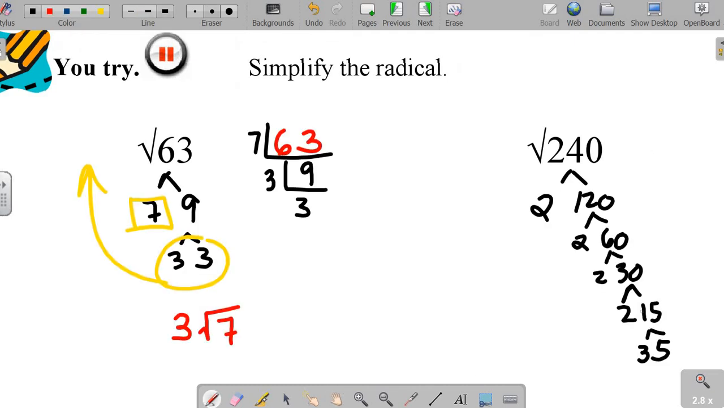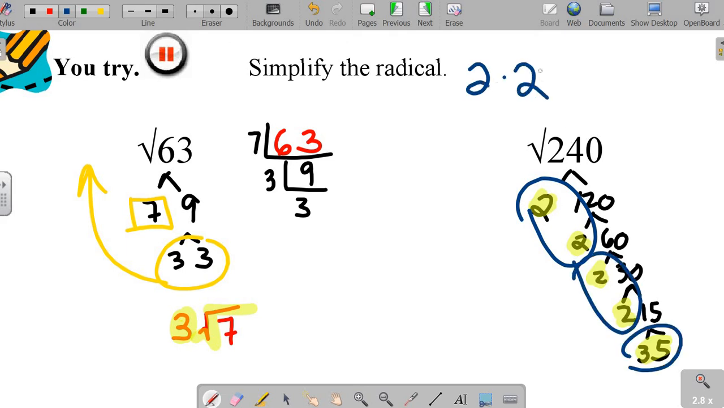Okay, welcome back. This first one, you should end up with 3 on the outside, root 7, 3 root 7. Here, I factored the 240, 2 times 120, 2 times 60, 2 times 30, 2 times 15, and then 3 times 5. You're looking for your dates, and there's 1 2 on the outside, and another 2 on the outside. Inside, we have a 3 and a 5. Final answer here should be 4 root 15.